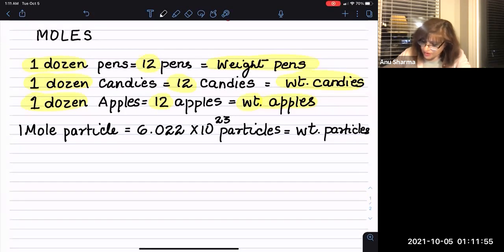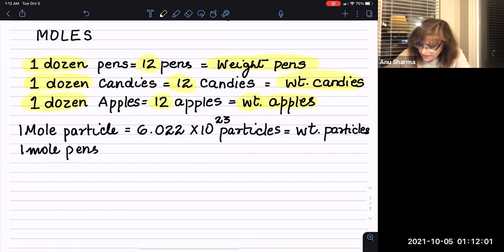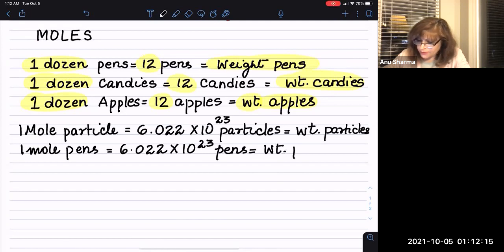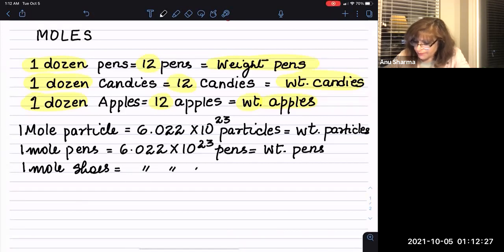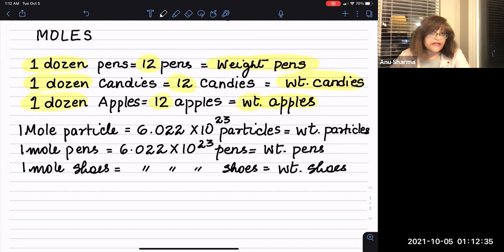Then comes 1 mole of the same thing, 1 mole of pens. Same thing, this is going to be 6.022 times 10 to the power 23 pens. Now that's a lot of pens. And again, the weight of all these pens is whatever the pens are going to weigh. It depends what those pens are. 1 mole of shoes is 6.022 times 10 to the power 23 shoes, and whatever the weight of the shoes comes out to be. Now that's heavier than the pens.